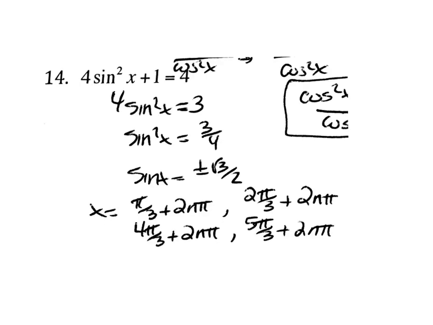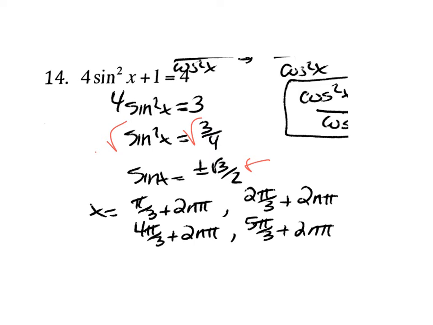14, I moved the 1 over first, got 3, divided both sides by 4, so I got 3/4, but it's sine squared, so you've got to take the square root of both sides, so I took the square root of each side. And when you take the square root of a fraction, remember you take the square root of the top, which is square root of 3, and the square root of the bottom, which would be 2, and so it's plus or minus square root of 3 over 2.